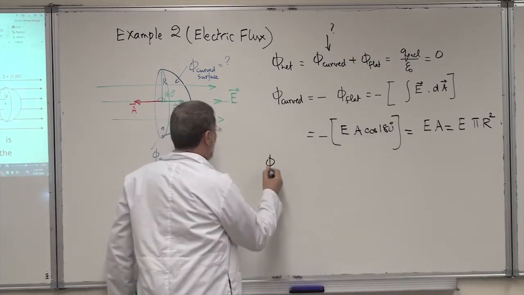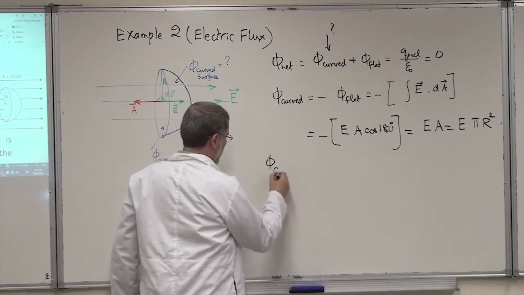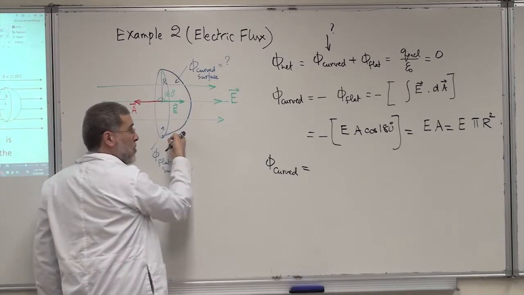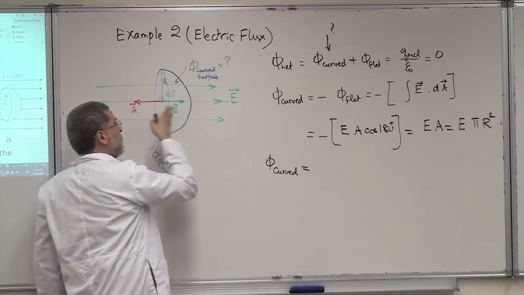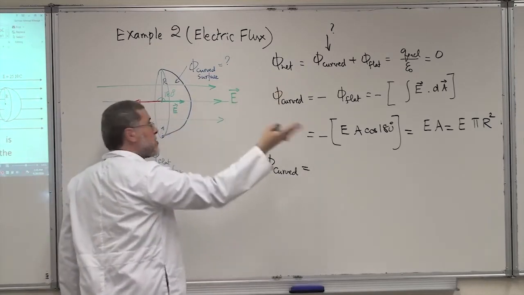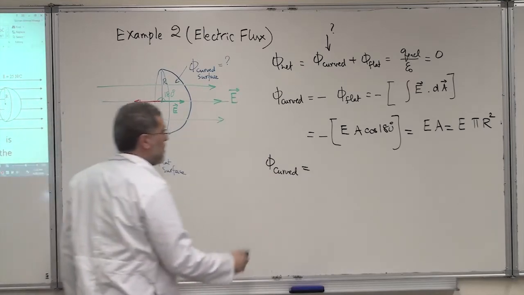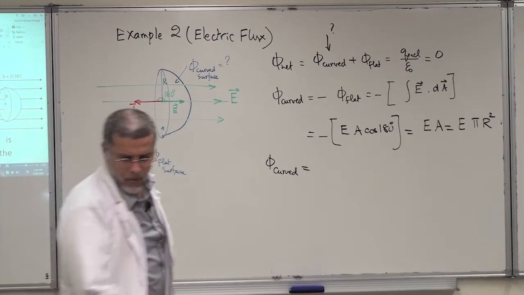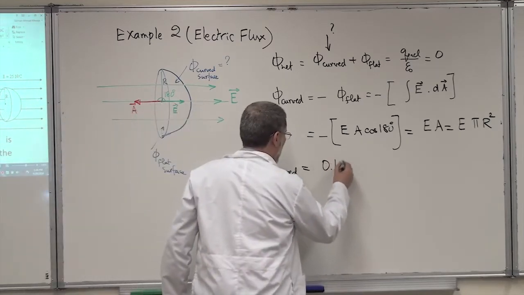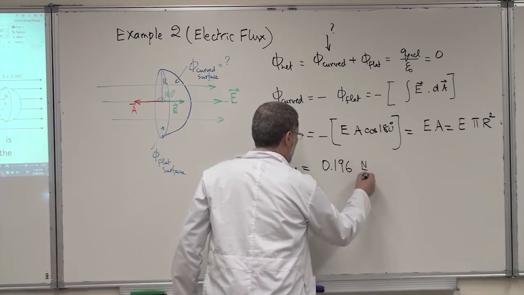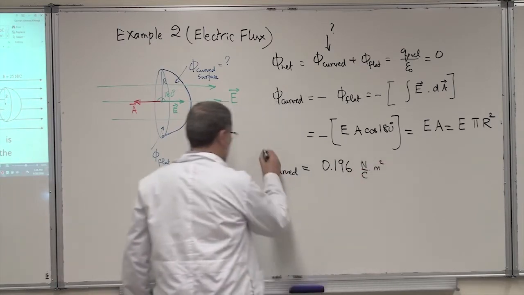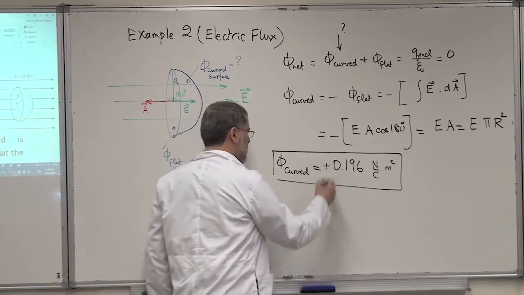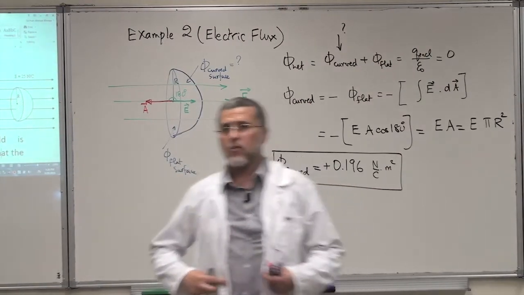So the whole thing is positive. So the flux through the curved surface, which is this surface here, is positive. And I told you, if the electric field line leaves the surface, it is positive. Entering the surface, it is negative, okay? So this is a positive value. If you do the calculation correctly, you get 0.196 newton per coulomb meter squared. And this is the answer for our problem. You can even put a plus sign here to make sure that it is a positive number, okay?